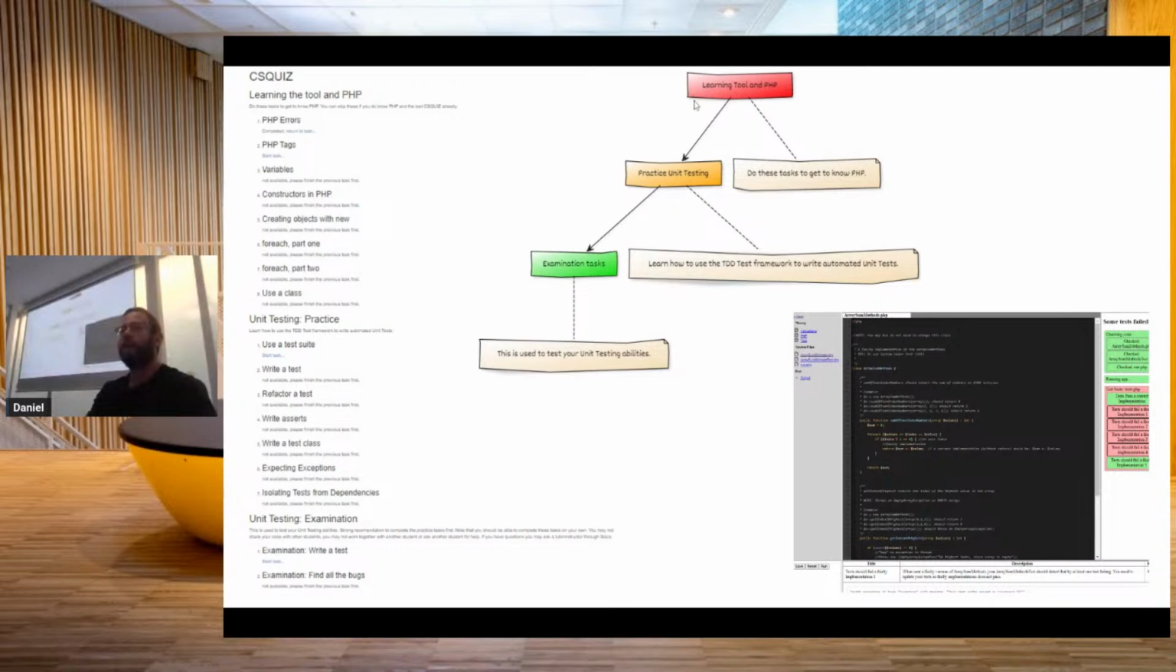The first part is that you need to learn a little bit about the tool itself, CS Quiz, and also PHP in order to pass this assignment. So you do the red tasks in order to know a little bit about PHP. And then you have some practice tasks on unit testing and some lectures on unit testing. So you do those in order to learn the testing framework within this tool. And also you learn how to write automated unit tests. And then you also learn about these different testing problems or situations where you are supposed to be able to write automated unit tests. And then finally, there are some examination tasks.